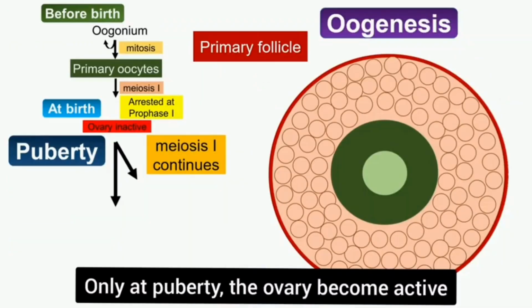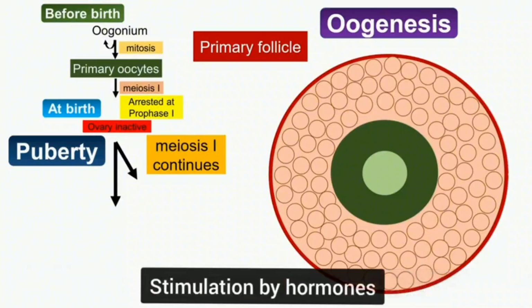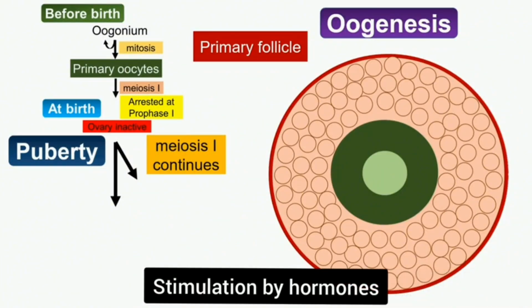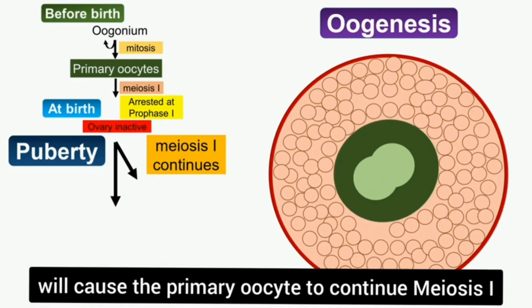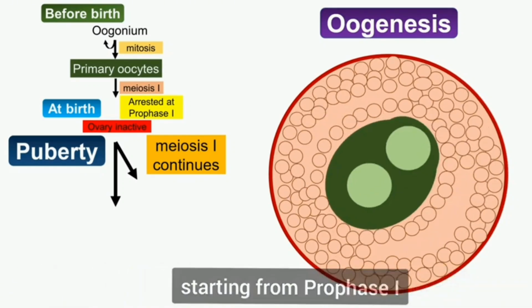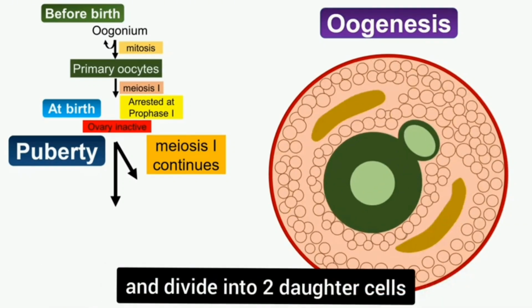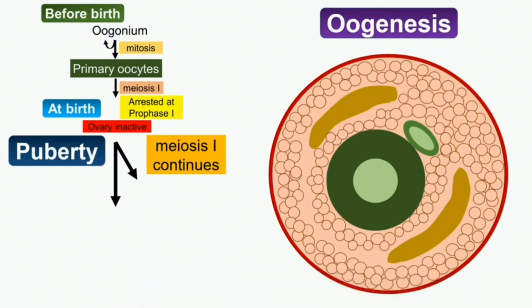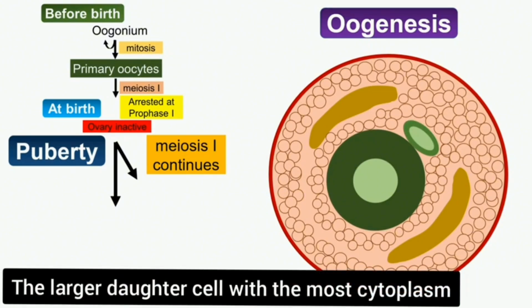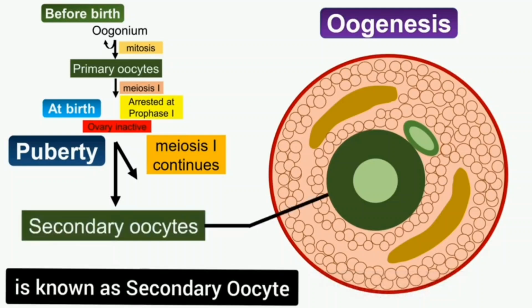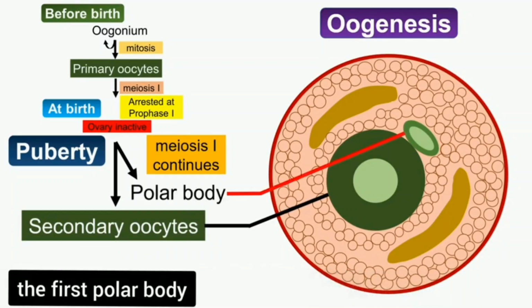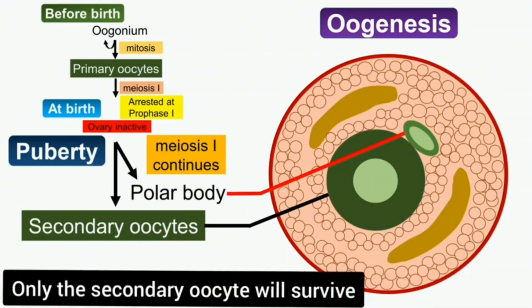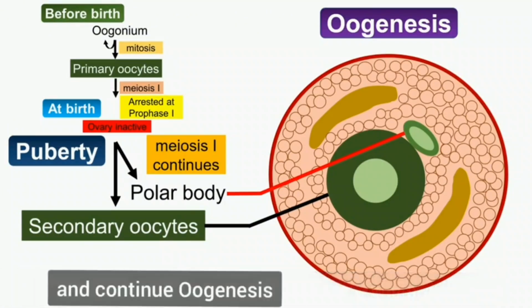Only at puberty will the ovary become active. Stimulation by hormones will cause the primary oocyte to continue meiosis 1, starting from prophase 1, and divide into two daughter cells. The larger daughter cell with the most cytoplasm is known as the secondary oocyte. The other daughter cell is the polar body. The secondary oocyte will survive and continue oogenesis.